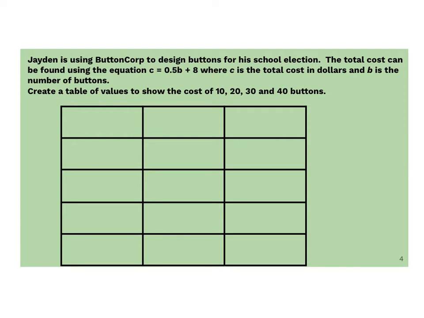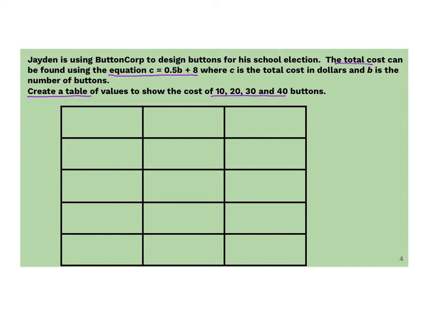So we have Jaden, he's designing buttons. The total cost can be found with this equation: C equals 0.5b plus 8. C is the cost, and B is the number of buttons. So we need to create a table for the cost of 10, 20, 30, and 40 buttons.